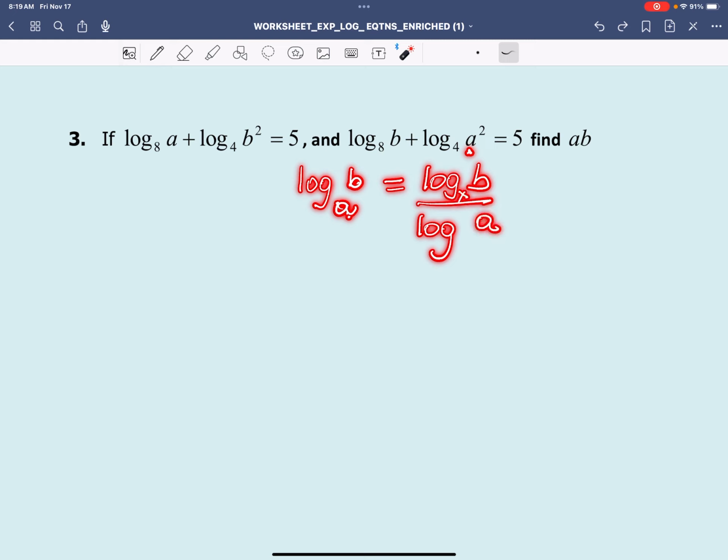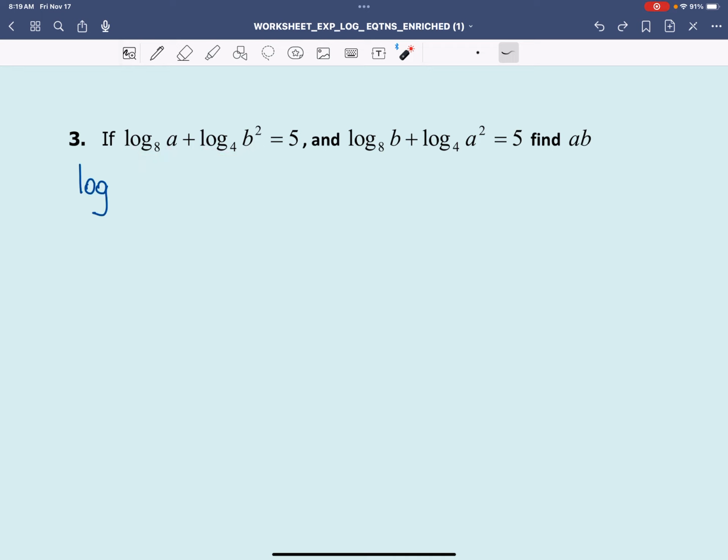As long as we give the same base, it doesn't matter what that base is. Remember, it has to be positive and it shouldn't be 1. That's the only restriction we have. So we have to change each term to the same base. So let's get started by first writing the equation one more time.